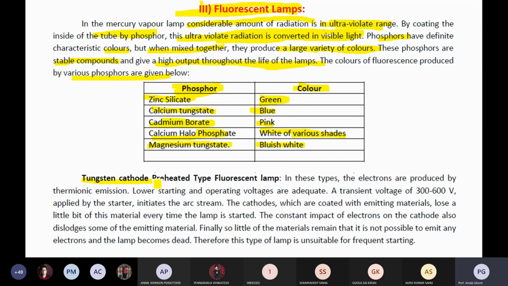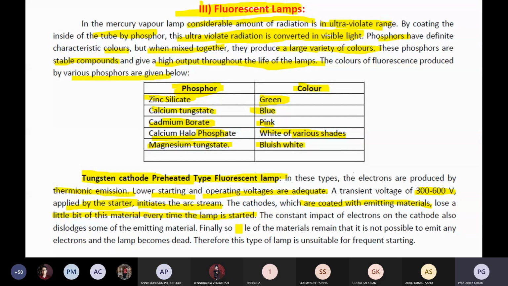The tungsten electrode, preheated type of fluorescent lamp. So tungsten electrodes are there, that will be a preheated fluorescent lamp. In this type, the electrodes produce thermionic emission. Lower starting and operating voltage are adequate. A voltage of 300 to 600 volts applied by the starter initiates the arc stream. The cathodes, which are coated with the emitting material, lose a little bit of this material every time the lamp is started.